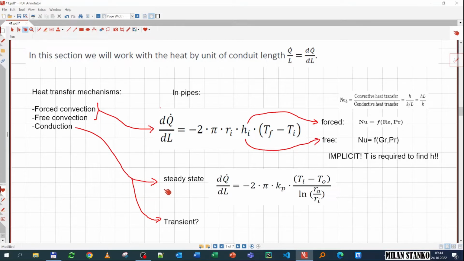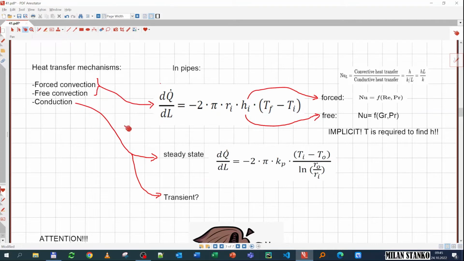We have two conditions: steady state. This dQ/dl I can express in terms of 2 pi k, where k is the thermal conductivity of the material. For metals, this is quite high. For cement and others, this is quite low. Then we have the difference of temperature between the two walls, one at one radius and one at the other radius, and the ratio between the outer radius and the inner radius.